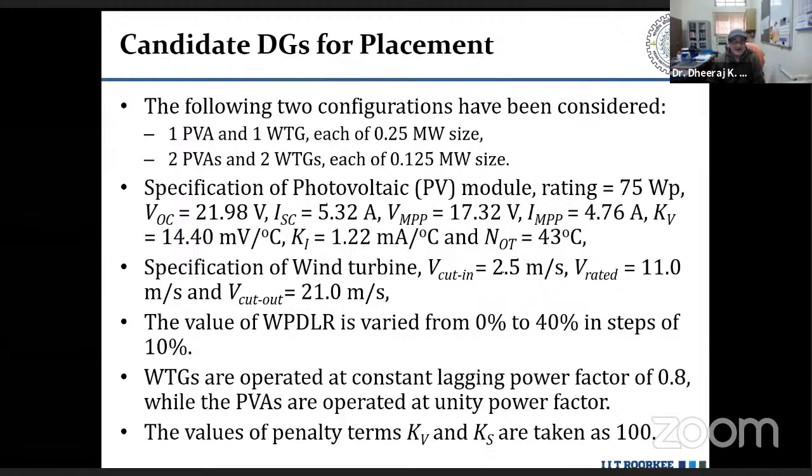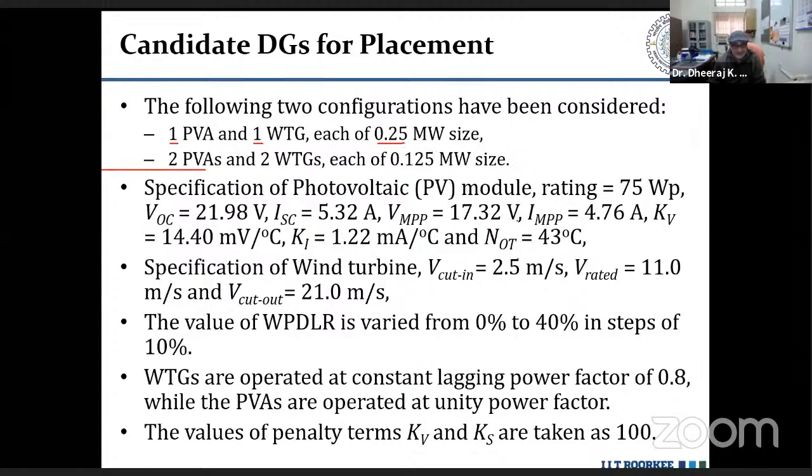And these are the candidate DGs. We are considering photovoltaic as well as wind turbine, so we have taken two cases. In one case, we have considered a single photovoltaic array and a single wind turbine, each of 0.25 megawatt. In the second case, we have considered two photovoltaic arrays and two wind turbines, each of 0.125. So the total installed capacity is the same, that is 0.5 megawatt.